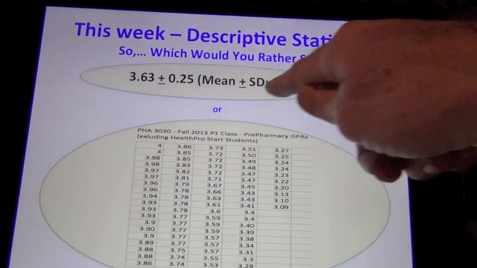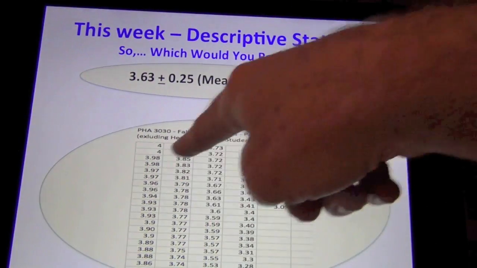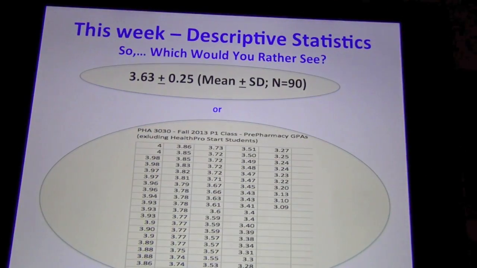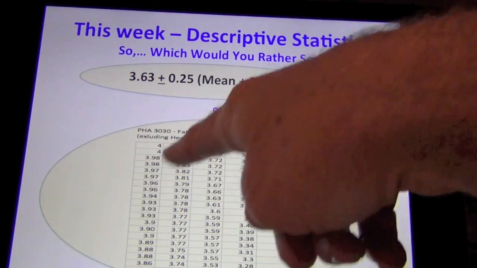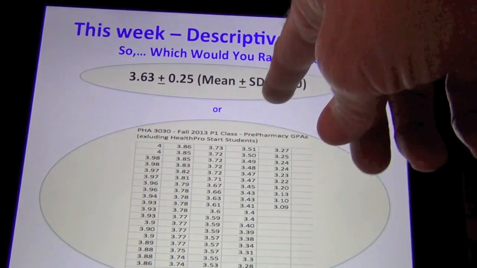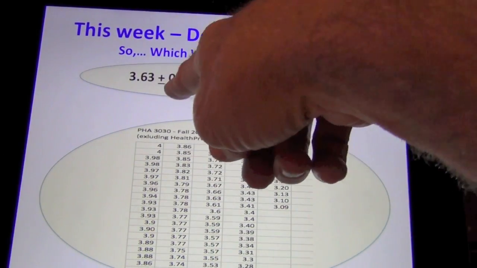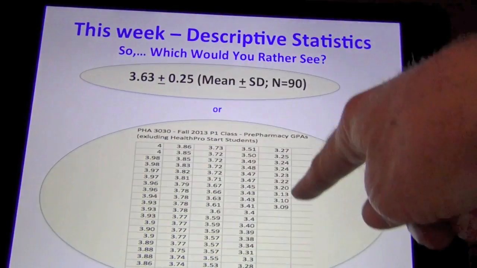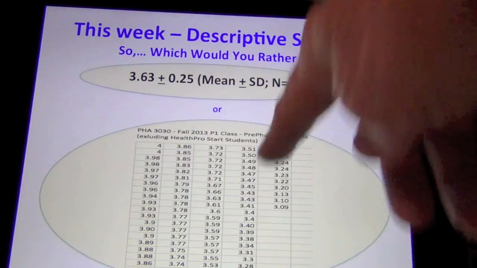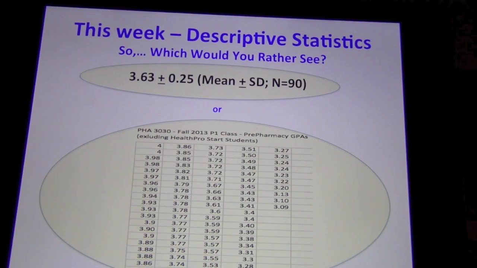And from this information, I conjure up in my own mind a picture of a distribution of data that looks like that. Not exactly like that, since I don't know the exact individual values, but I have a general sense. There probably aren't a whole lot of 2.5s. My experience tells me that if the mean is 3.63, the standard deviation is 0.25, and the sample size is 90, I can create a picture in my head that it might look a lot like that. And this is a cleaner, tidier way to summarize that data.